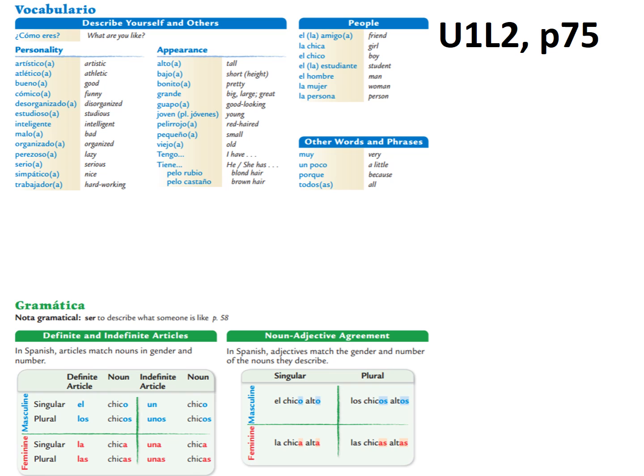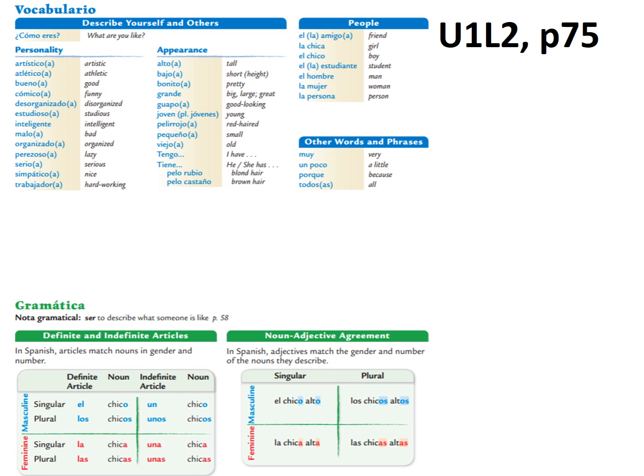Artístico is masculine for artistic. Artística is feminine for artistic. Atlético is masculine for athletic. Atlética is feminine for athletic. Bueno is masculine for good. Buena is feminine for good. Cómico is masculine for funny. Cómica is feminine for funny.